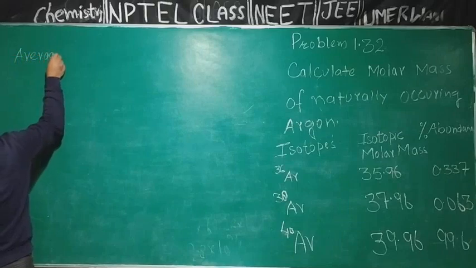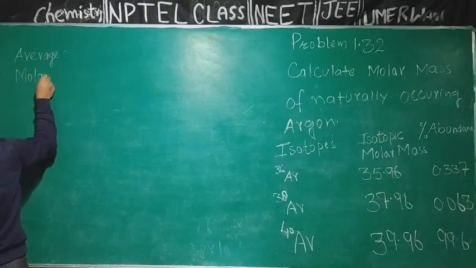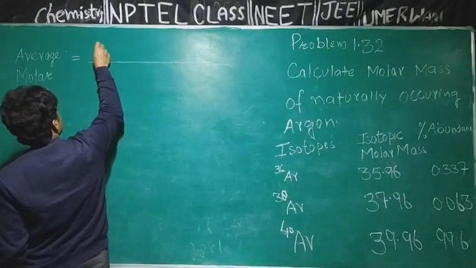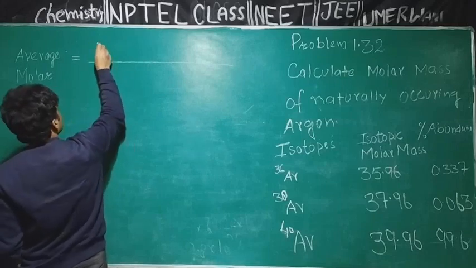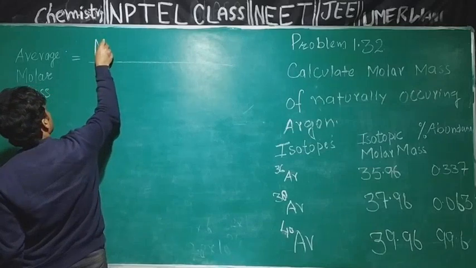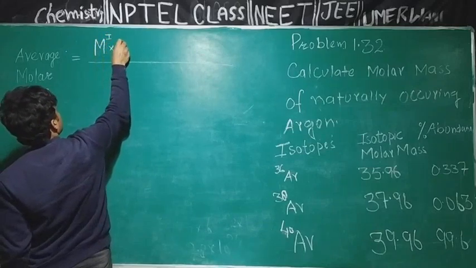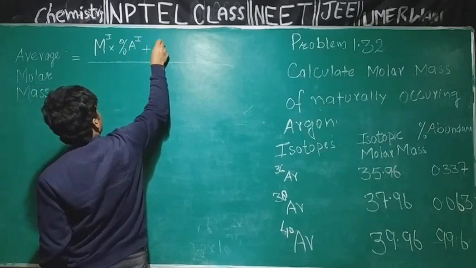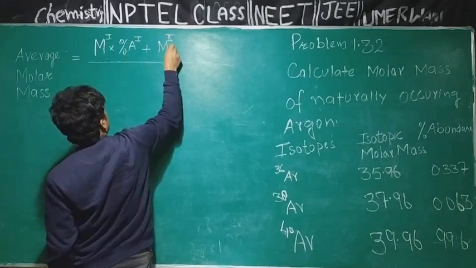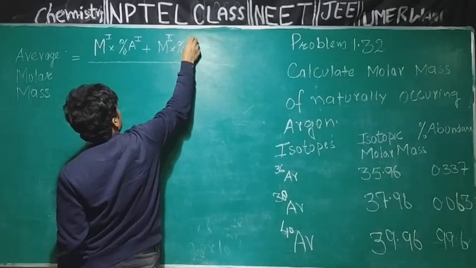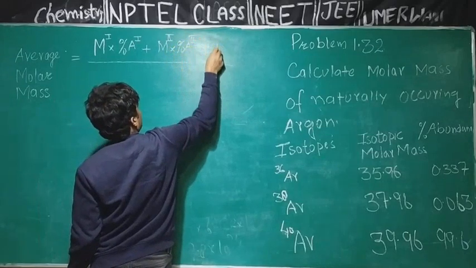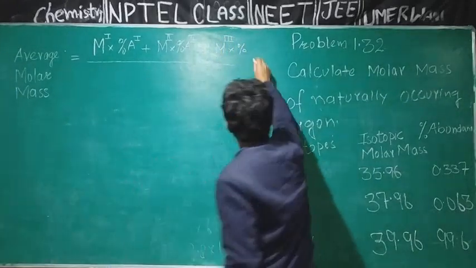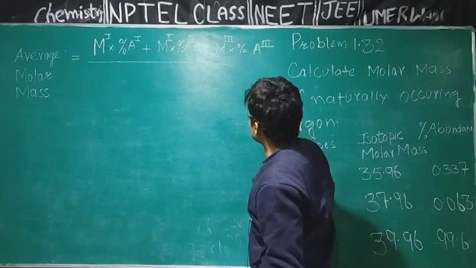Average molar mass is equal to the summation of products of molar mass of isotope first and its percentage abundance, plus the product of molar mass of isotope second and its percentage abundance, plus the product of molar mass of isotope third and its percentage abundance, divided by 100.